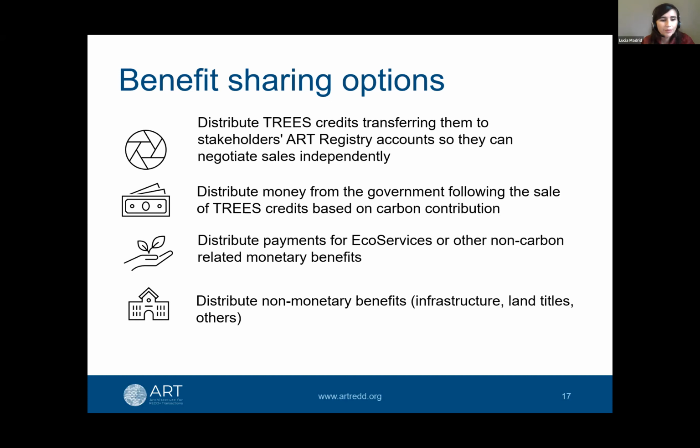Option 1, the government transfers TRIS credits to the stakeholder once they are issued by ART. In this case, the stakeholder would need to open an account in the ART registry. The jurisdiction would transfer TRIS credits to the stakeholder so that the stakeholder can sell the credits where it best suits them. Option 2, the stakeholder receives an agreed upon share of the money from the jurisdiction's sale of the TRIS credits to one or more buyers. And that's a distribution of money.